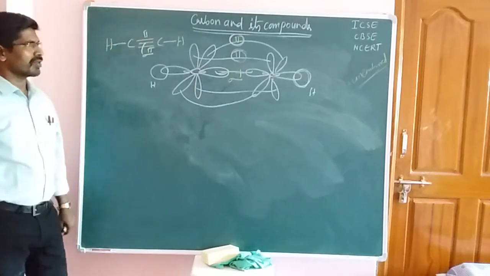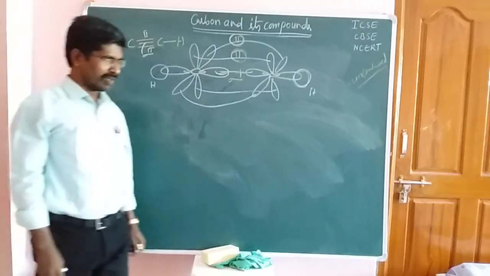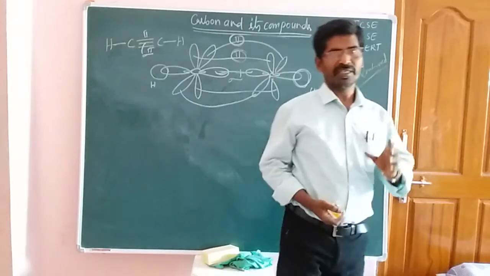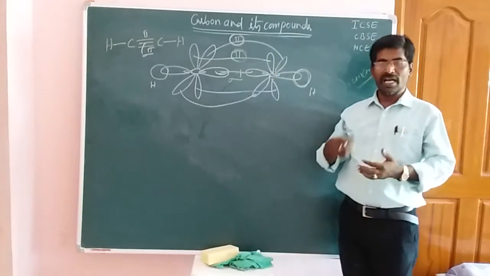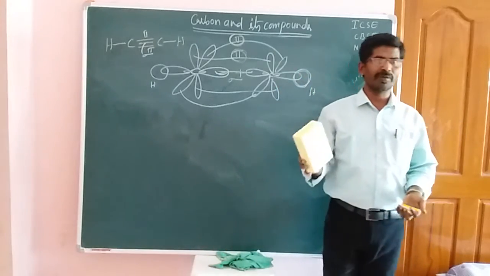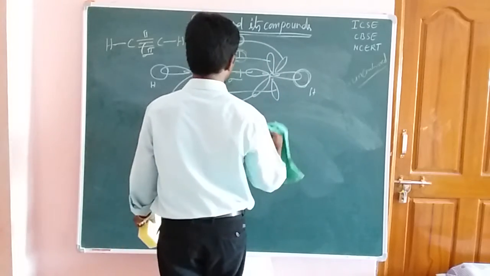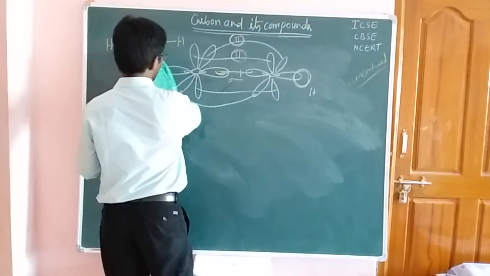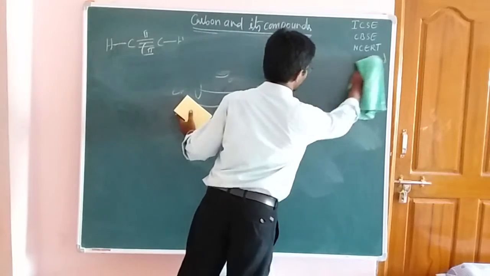Okay, students. This is the concept about sp hybridization. So till now I have completed the types of hybridization. Next in our topic I will continue with the next concept, that is the allotropic forms of carbon. I hope you understood about this one. Then I will continue with the next concept.